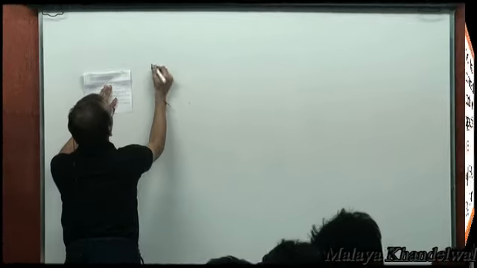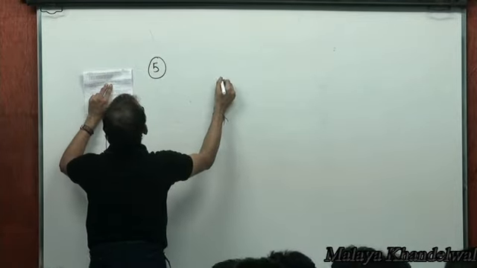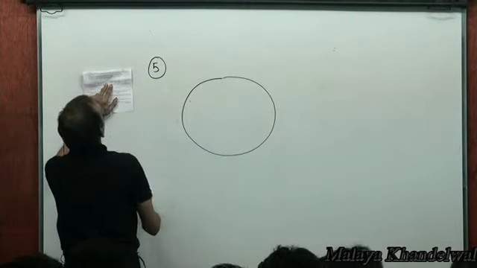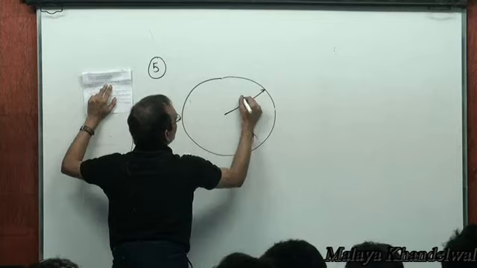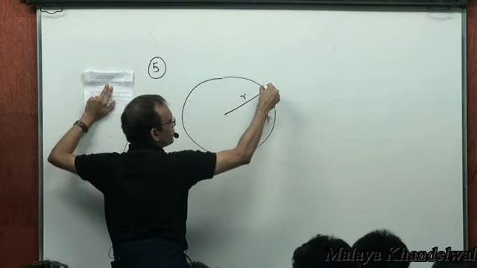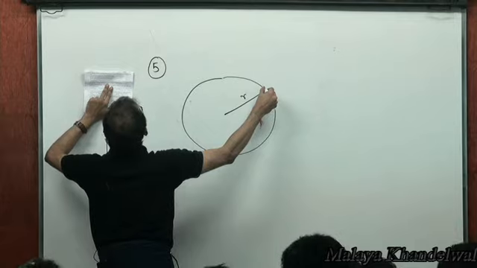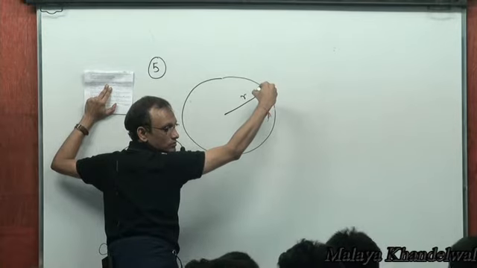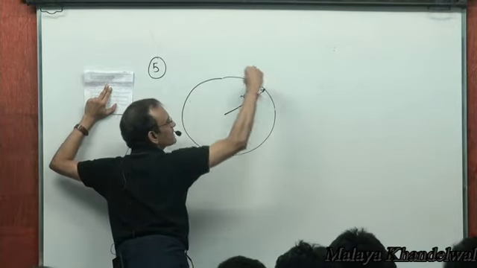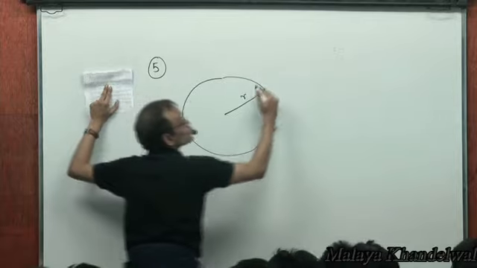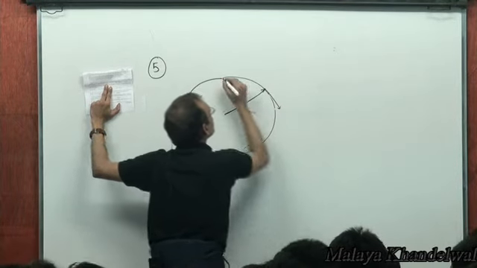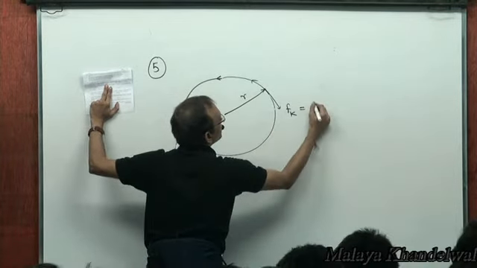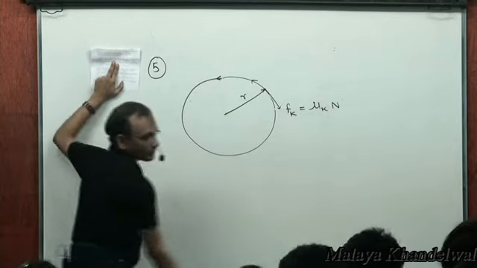Problem 5. So this is a circle of radius r being drawn by a pencil with a normal pressing force N. N is the force with which I am pressing it and I am drawing this. So if I am going this way, there would be kinetic friction acting this way, mu k into N.